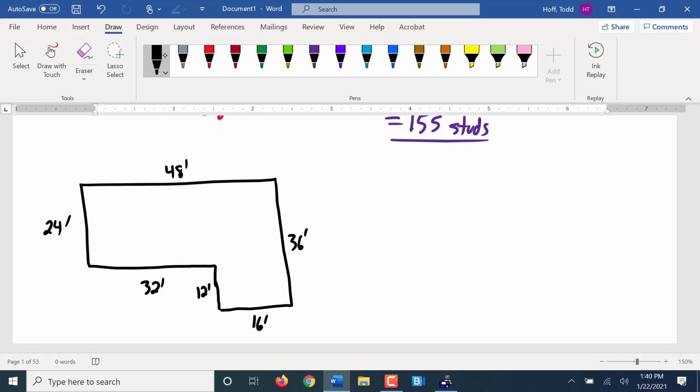Oh, let's do some interior walls here. Yeah, we'll call that good enough. Do some windows. And doors.